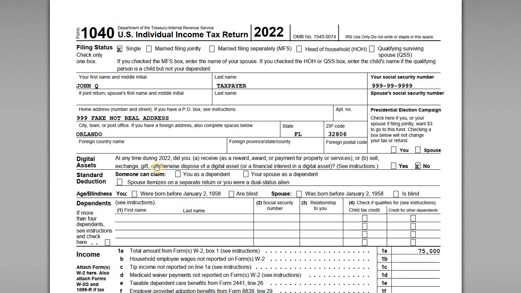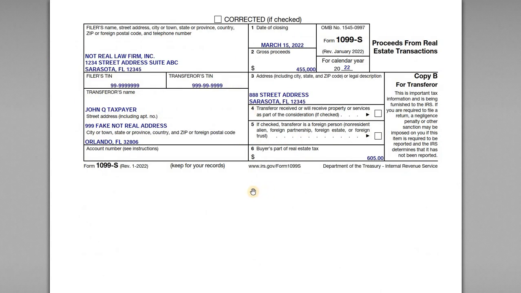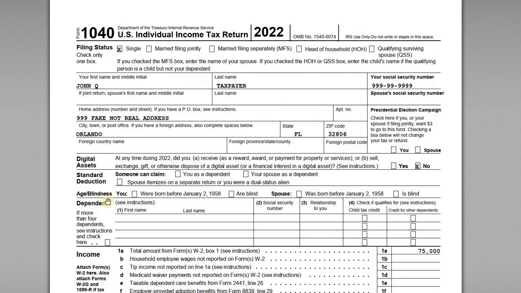And then in addition to those, we do have a sample Form 1040 where we're going to be reporting the sale of the house and claiming a reduced portion of the principal residence exclusion. And then we do have a sample 1099-S that the taxpayer received when they sold their property.